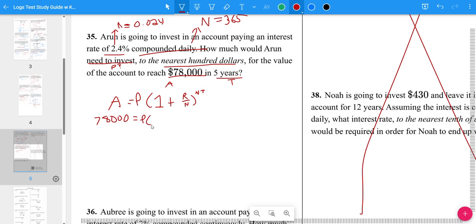We don't know P this time. So 1 plus r is 0.024 over N. Oh, my N is 365. 365 times 5. So the nice thing about when I find a P, this is just saying P times everything in parentheses with the exponent, right? So I'm going to divide by this on both sides. Divide by the parentheses on both sides. So what do I mean?